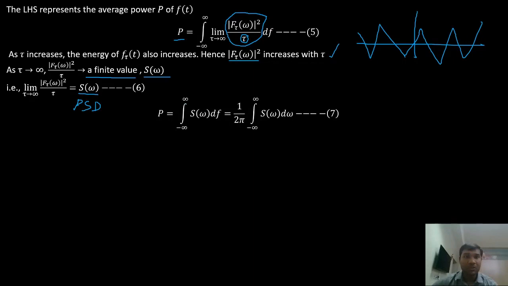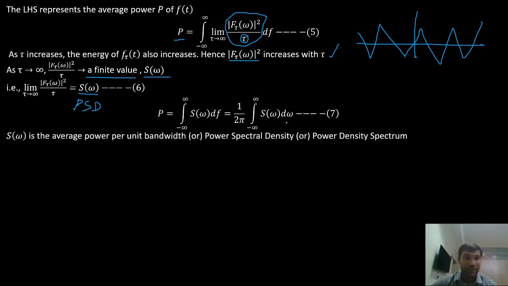Now power is equal to the integral from minus infinity to infinity. This entire term here I am going to represent with S of omega df, and in terms of omega I am going to write 1 by 2 pi integral from minus infinity to infinity S of omega d omega. This S of omega is nothing but the average power per unit bandwidth, or the power spectral density.